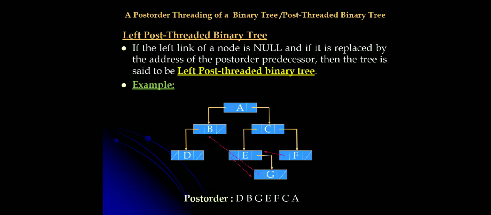Left post threaded binary tree means the left link which is null is replaced with the address of the post order predecessor. You can observe in this example, for node G, B is the post order predecessor, so the left child which was null is replaced with the address of node B. For node F, E is the post order predecessor, that's why the left child field is replaced with the address of node E. And similarly for node E, G is the post order predecessor, so the left child field which was null is replaced with the post order predecessor, that is node G.